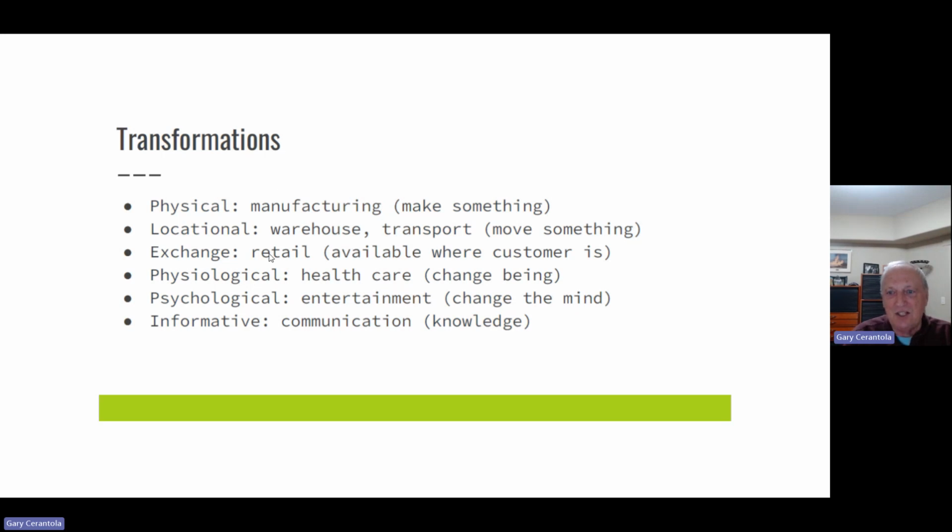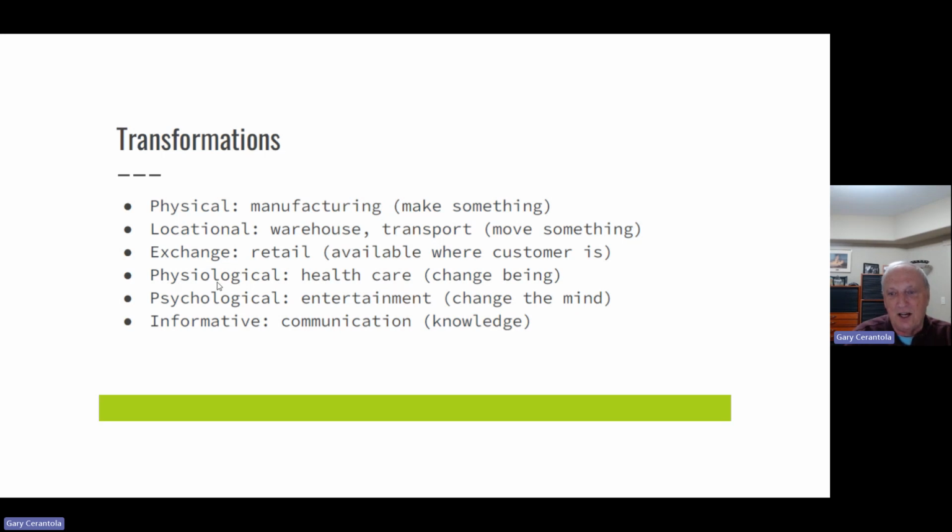Again, so exchange is broadened now. Before it was just bricks and mortar, retail, where the customer would go into a store and lo and behold, the product was there. They'd buy it and there'd be a transfer of dollars for the product. And in today's world, well, everybody's going to Alibaba and Amazon and Temu and Wayfair. And that's access through the internet. It's still an exchange, right?